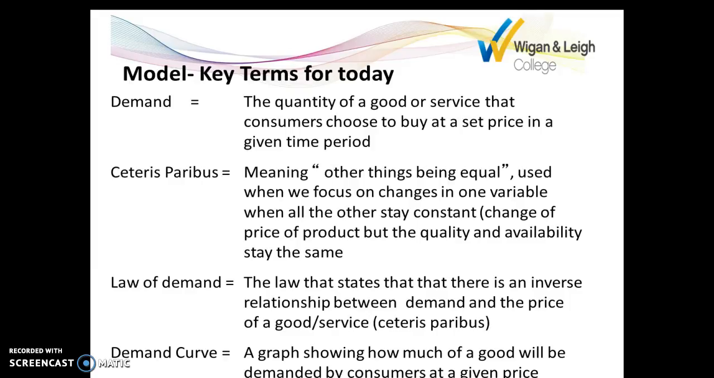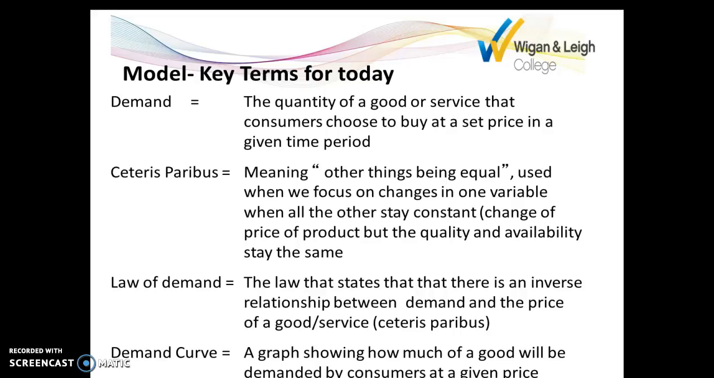Now, the four key terms you need to focus on when we're looking at demand, is the actual definition itself: the quantity of a good or service that consumers choose to buy at a set price in a given time period. If you're doing an exam question, for instance a 3-mark definition question, you will need to be incredibly accurate if you're defining demand. So you'll get 1 mark for the quantity of a good or service that consumers choose to buy, that's your first mark. At a set price, 2 marks. In a given time period, 3 marks. Without all 3 of those sections, you will not get your 3 marks.